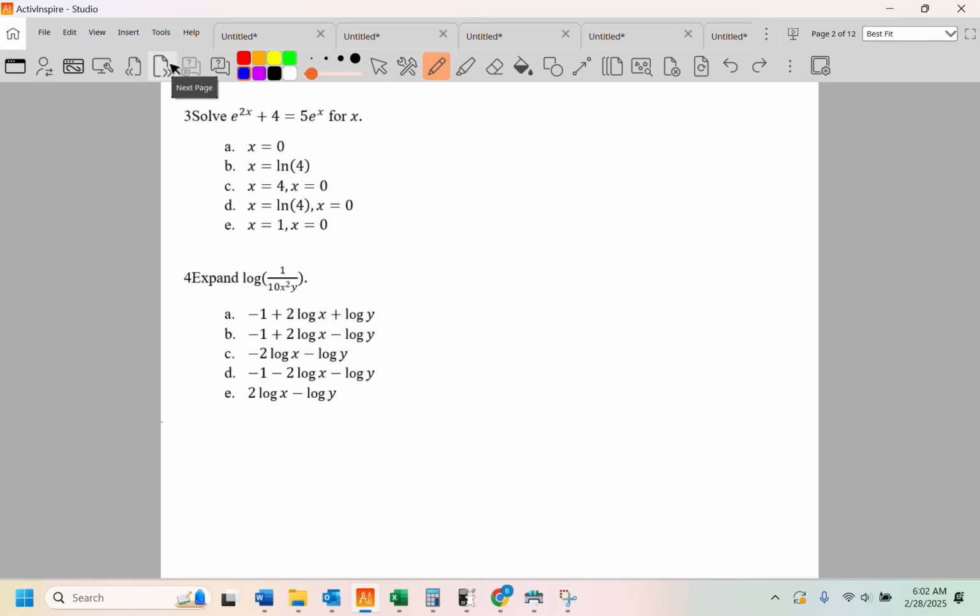right, solve e to the 2x plus 4 equals 5e to the x. Looks kind of like a scary little problem to some degree, doesn't it? I don't know what the best way of doing this one is.